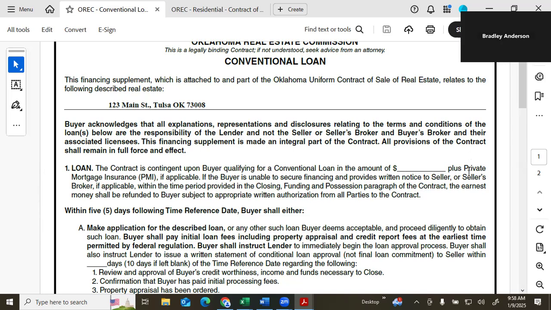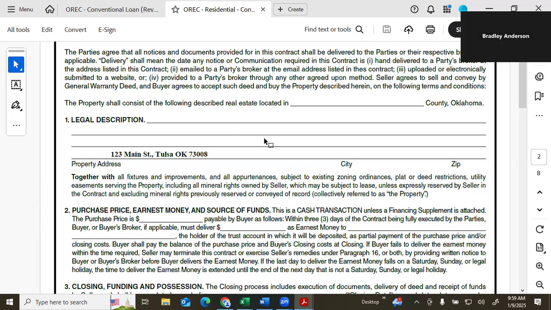So that's the amount that you would put here. And then it goes on to say, well, plus private mortgage insurance, if that's even applicable. If the buyer is unable to secure financing and provides a written notice to the seller or seller's broker, if applicable, within the time period provided in the closing, funding, and possession paragraph of the contract, the earnest money shall be refunded to the buyer, subject to appropriate written authorizations from all parties to the contract. So let's take a look at the closing, funding, and possession paragraph.